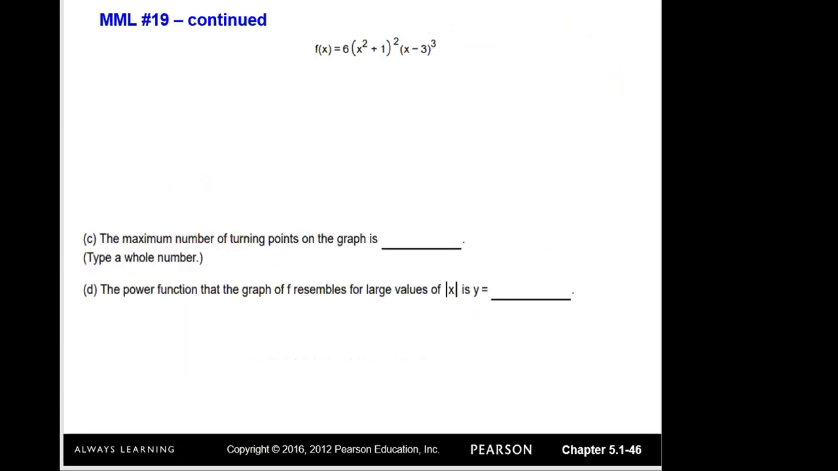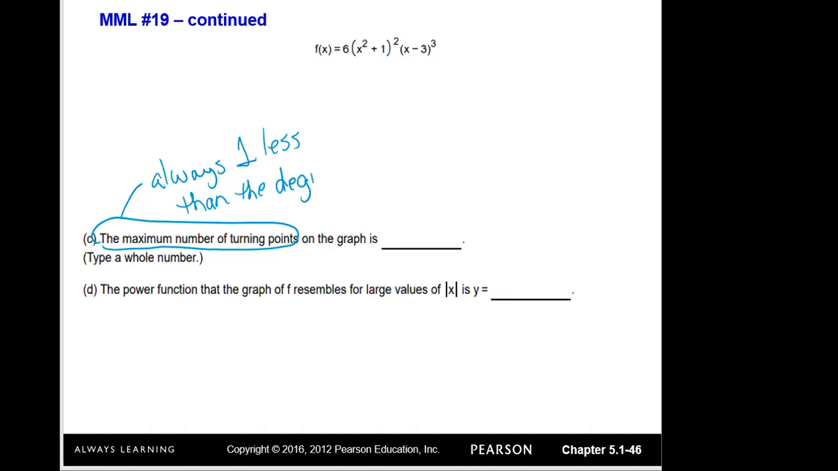And then next slide, it says the maximum number of turning points on the graph is, type a whole number. Okay, the maximum number of turning points will always be one less than the degree. So I have to look at this thing and figure out the degree. I'm not actually going to multiply it all out. If I were to take an x squared plus 1 and square it, I would start by taking an x squared times an x squared, which ultimately would give me an x to the fourth for my very first term. Any terms after that would be lower.